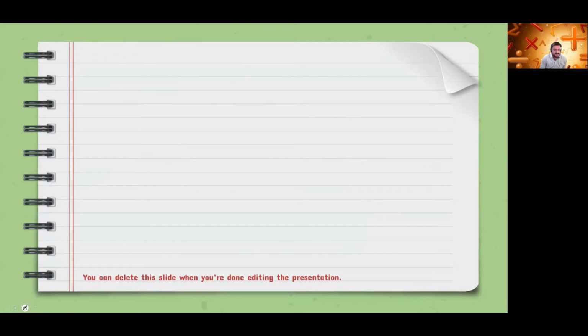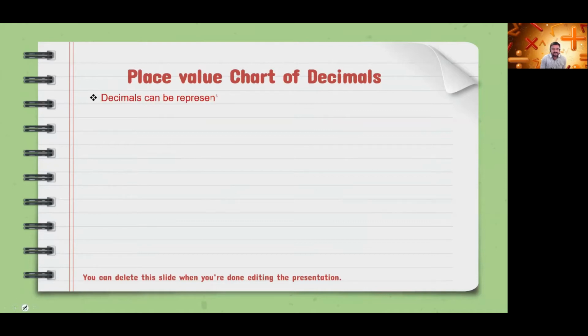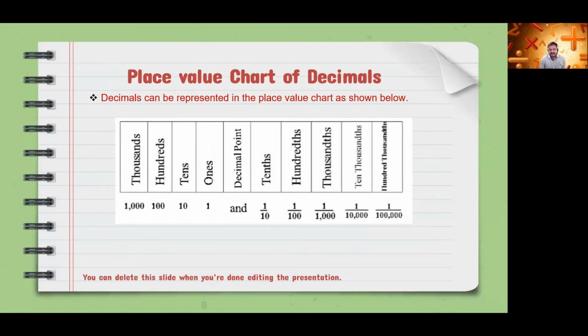Now see the next thing. Okay, place value chart of decimals. We will see the chart first. Decimals can be represented in the place value chart, as shown below. So the place value chart is given to us. See, this is the chart. तो ये है decimal point.